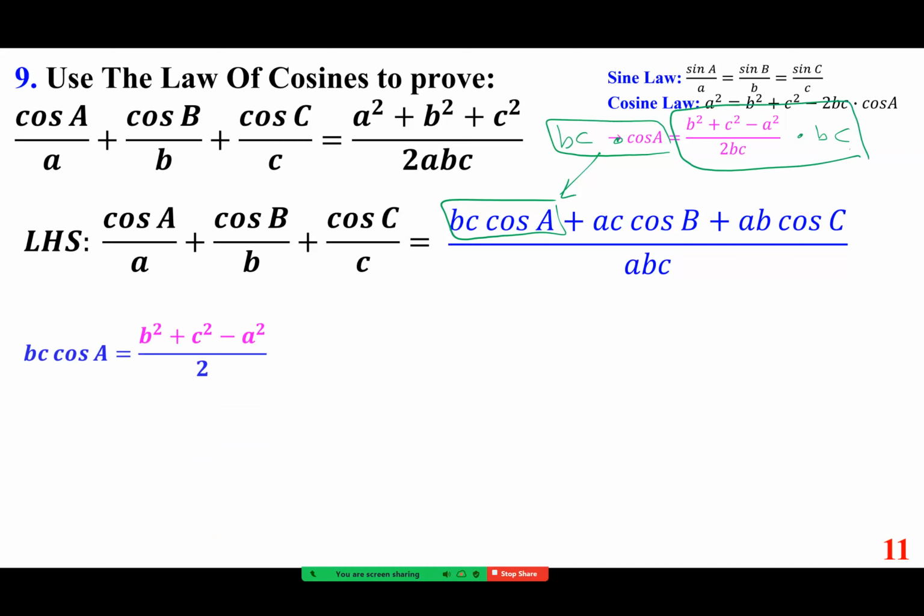And this right side, the denominator goes to number 2 and 2 only. By the same token, I can go and find the rest of them in the same manner. So this comes from here, everybody, okay? Multiply both sides by BC. We do the same thing here. We do the same thing here.